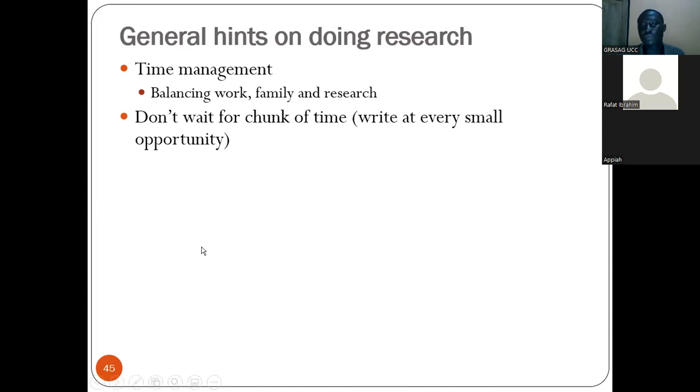Then don't wait for a chunk of time. As I said, research is a daily activity. Sometimes if you are embarked on a certain project and you put it down for a long period of time, you might even forget the theories and other things underpinning your study. So it's very important that whenever you are on a certain project, at least every week or 3 days, you are on the work so that you can do it bit by bit. By the time you realize, you are almost done with the work.